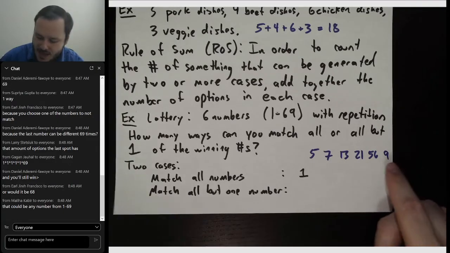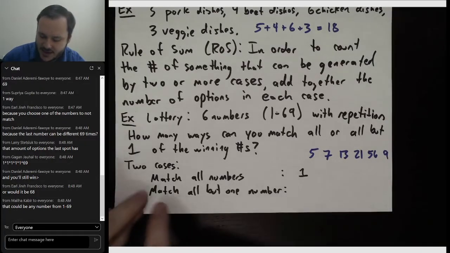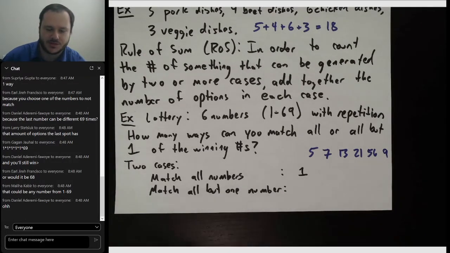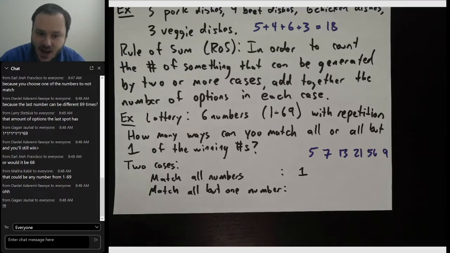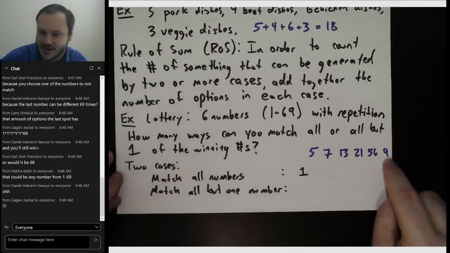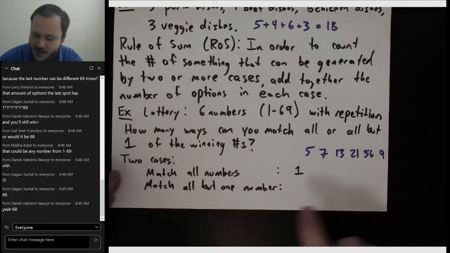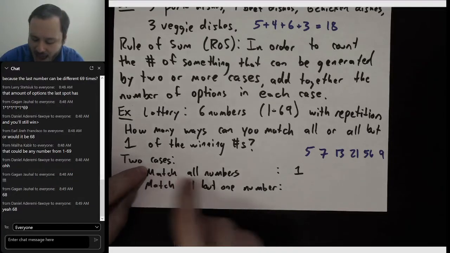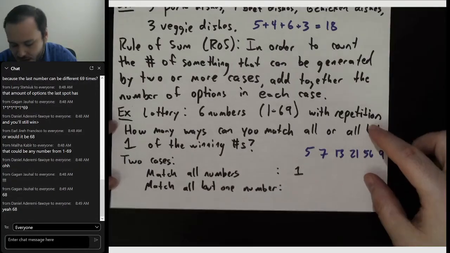But it actually can't be any number. Because if it's 9, then I didn't match all but one number. I specifically want one number to not match. So the number that doesn't match has to not match. It's not 69 options, it's only 68 options, because I have to pick something different. If I leave myself the ability to pick 9 for the last number, my cases overlap. Right? I might accidentally count the match-all-numbers case twice. So counting is tricky, right? Already, we're just combining rule of sum, rule of product.